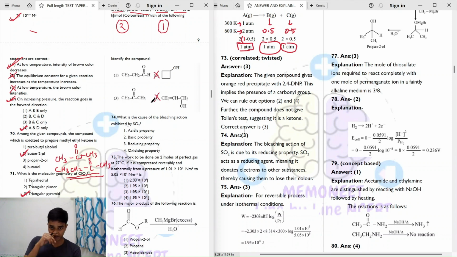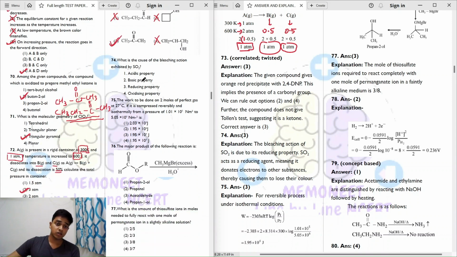Okay, so now the question says that the compound does not give a tollens test. Tollens test is given by aldehydes. So if it is not giving a tollens test, that means we have a ketone. So aldehyde is not the answer. The correct answer will be a ketone, which is option 3.